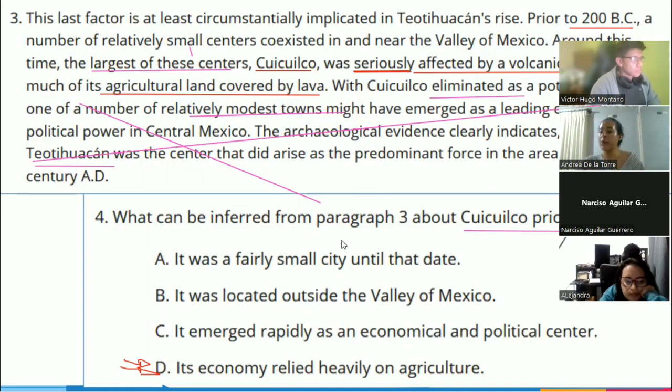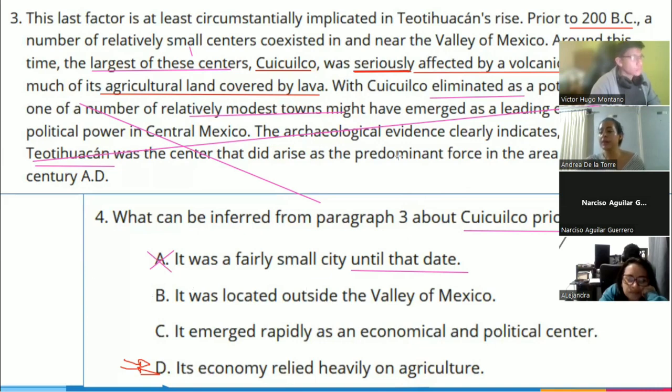Now, if we take a look at other options, like for example option A, that says it was a fairly small city until that date. First thing, I don't think it was a small city. It was the largest of those centers. And when they say until that date, that means that in 200 BC, they should have stopped being a small city and they should have become a larger city, right? But we don't know anything about that. It was actually the opposite. They were a relatively big city until the date, and then they went down, right? So option A is not true, and we don't have evidence to prove that.